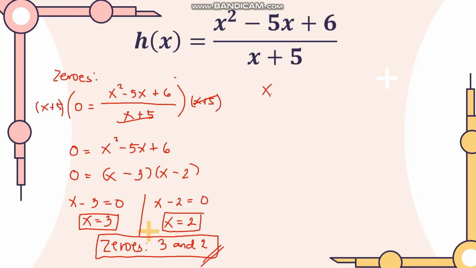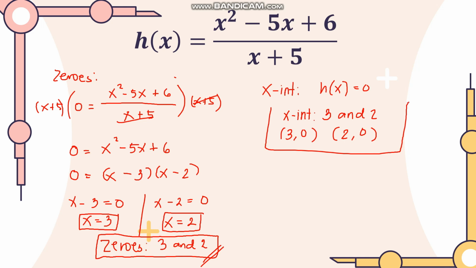Now for the x-intercept, we set h of x equal to 0. That means we're getting the same answers as with our zeros. So for our x-intercepts we have 3 and 2. Or if you write them as coordinates, we have (3, 0) and (2, 0). Okay, so these are our x-intercepts.